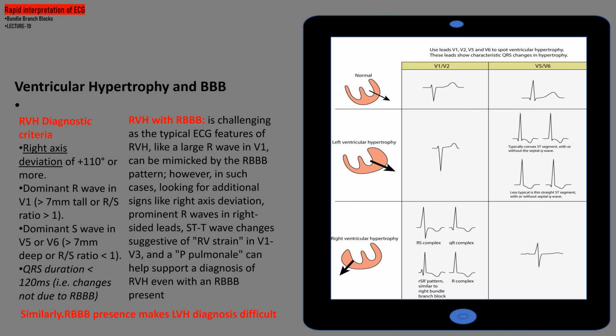Diagnosing ventricular hypertrophy in the presence of a bundle branch block presents another challenge because the altered QRS morphology can interfere with standard diagnostic criteria. In a right bundle branch block, the usual criteria for right ventricular hypertrophy may still apply, but careful analysis is required. However, in a left bundle branch block, traditional voltage criteria for diagnosing left ventricular hypertrophy become less reliable. In such cases, alternative diagnostic criteria or imaging techniques may be necessary to accurately assess the presence of left ventricular hypertrophy.